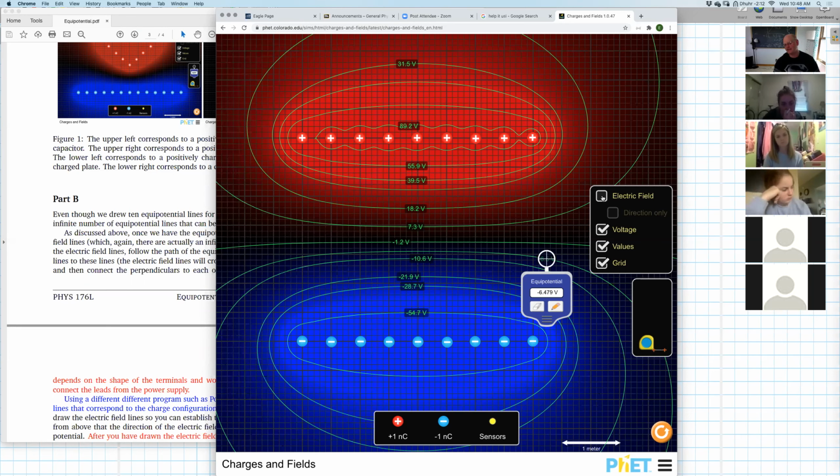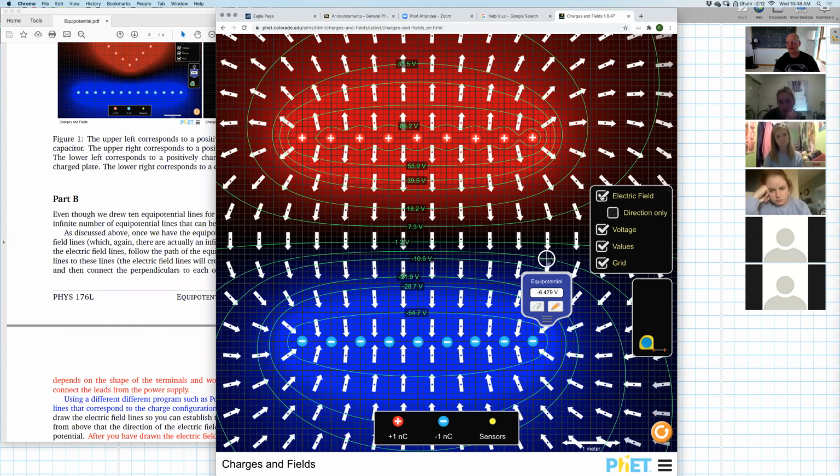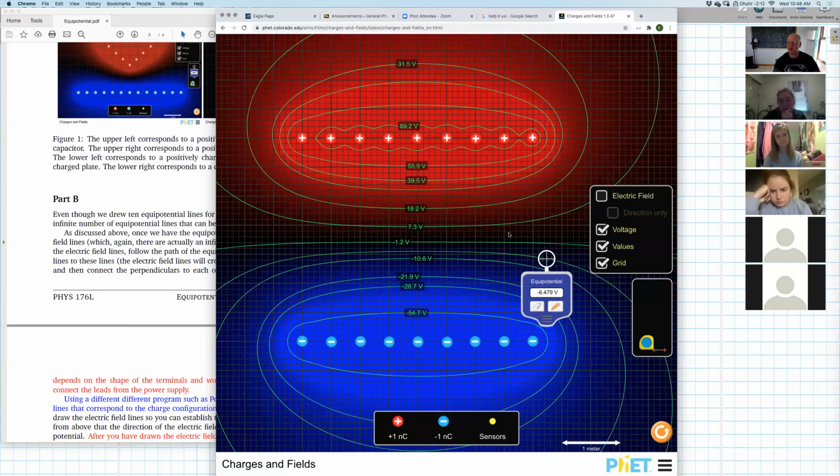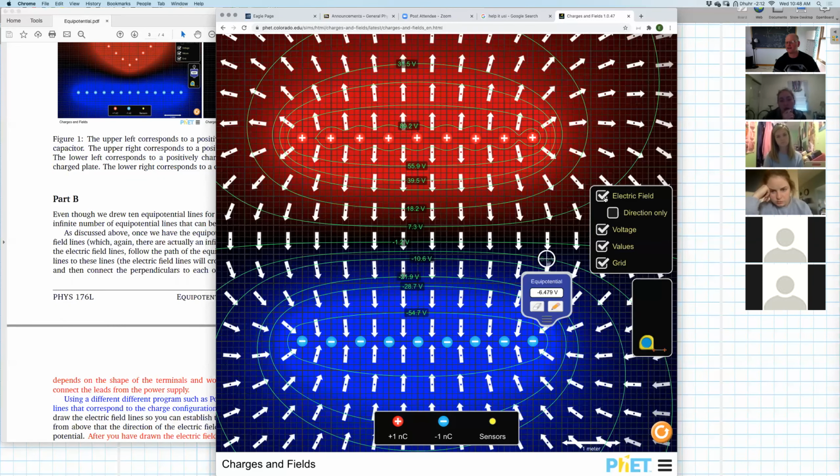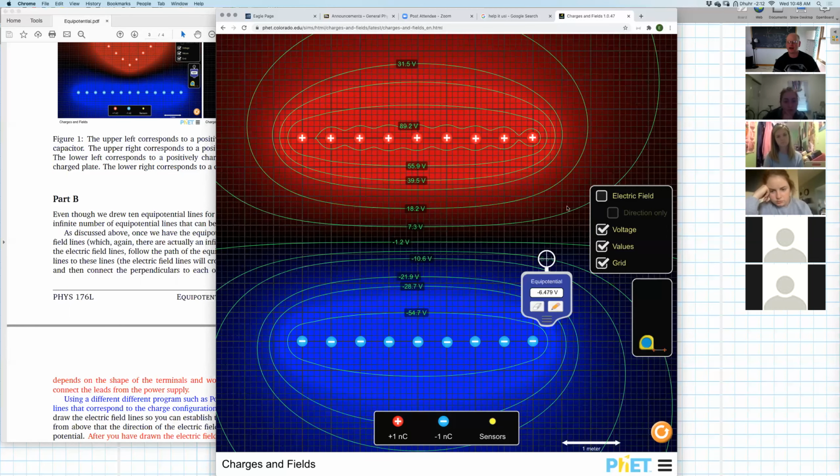And then if I want to check and make sure I did the right thing, I'm going to push this button for the electric field, and then you can see the electric field points from high down to low. Okay. But I want you to draw it by hand first, and then click this and make sure that what you did was correct, just to see what's going on.